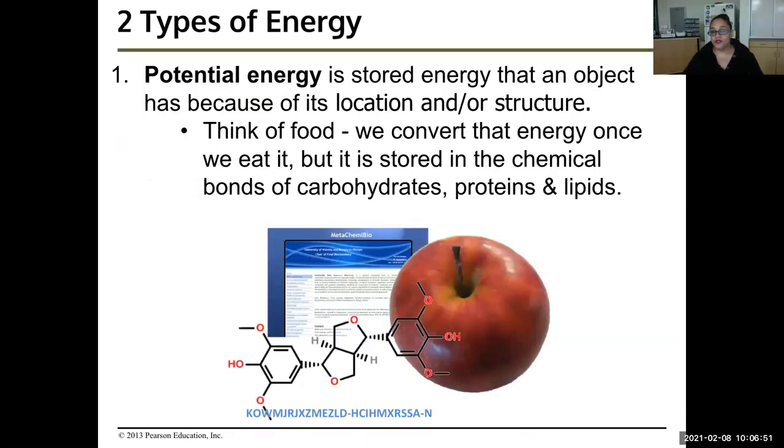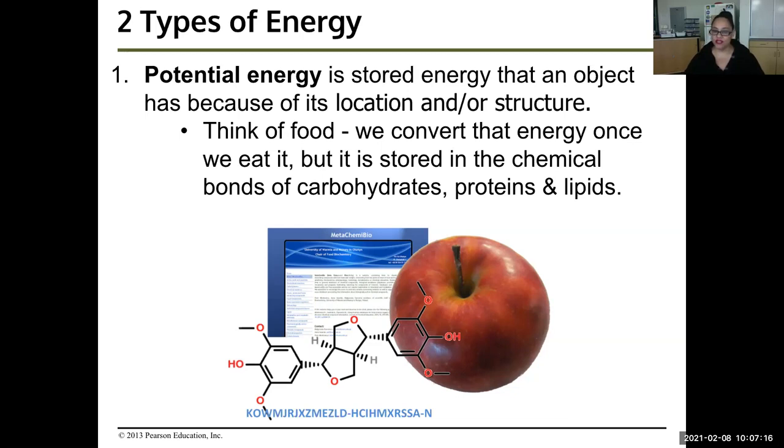Potential energy, there's two types of energy. The first is potential energy. It's stored in an object. It's stored energy that an object has because of its location and or structure. Think of food. Once we eat, we convert that food into energy. But until we actually eat it and break it down, that energy is just stored in the chemical bonds of the carbohydrates, proteins, and lipids.